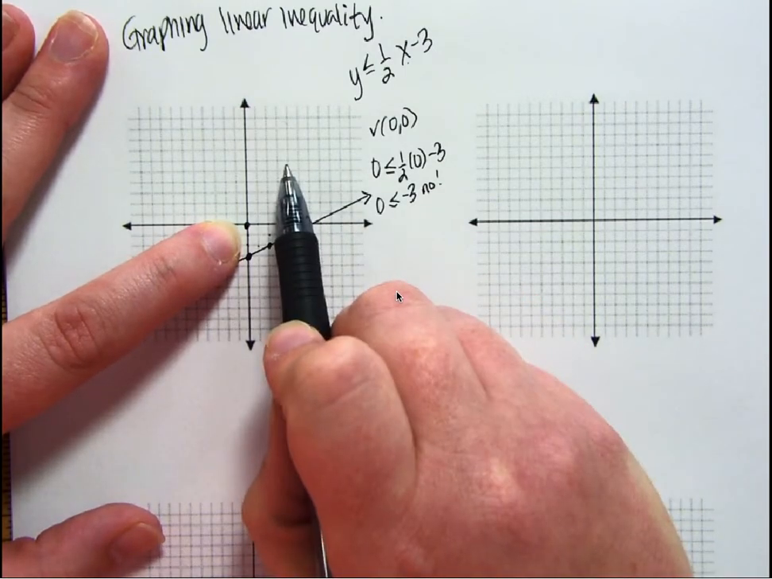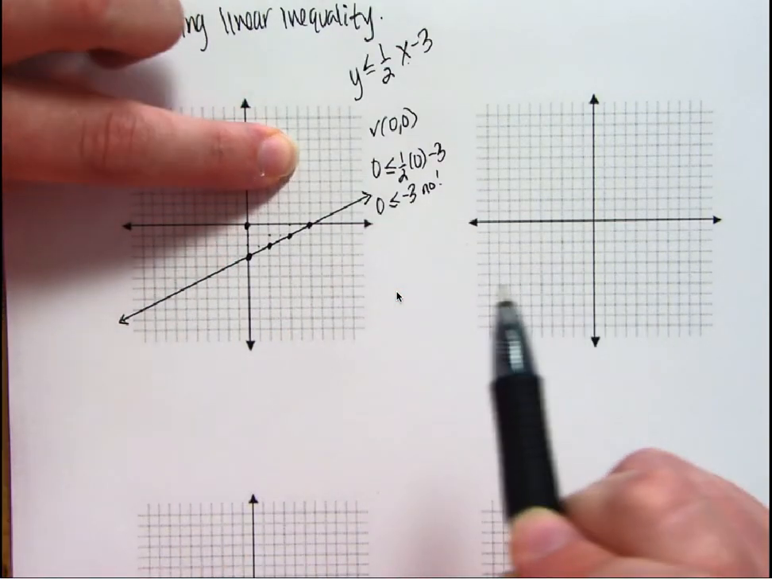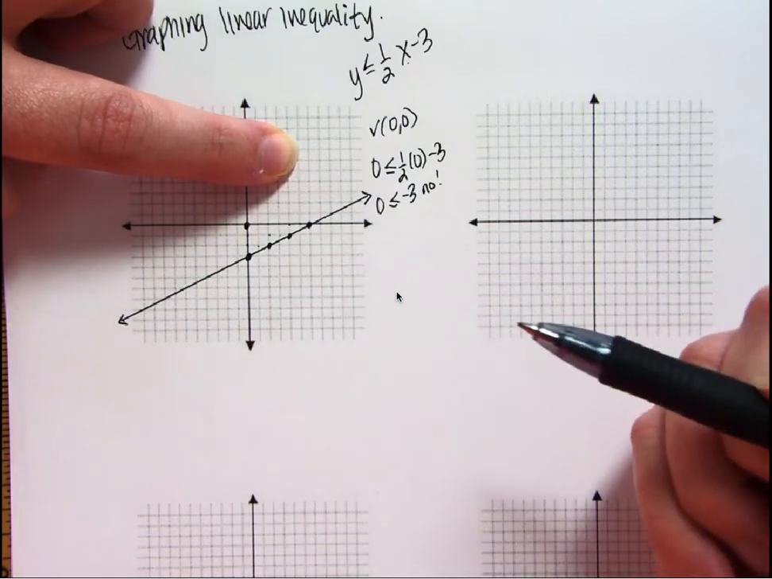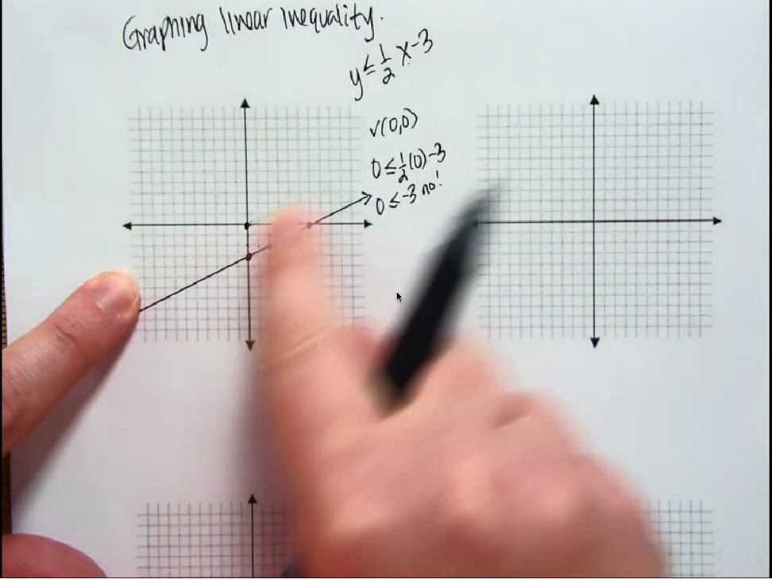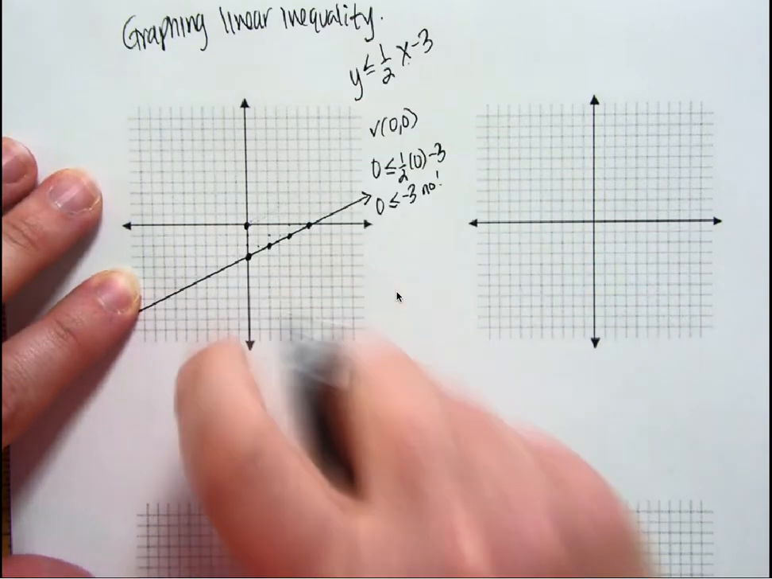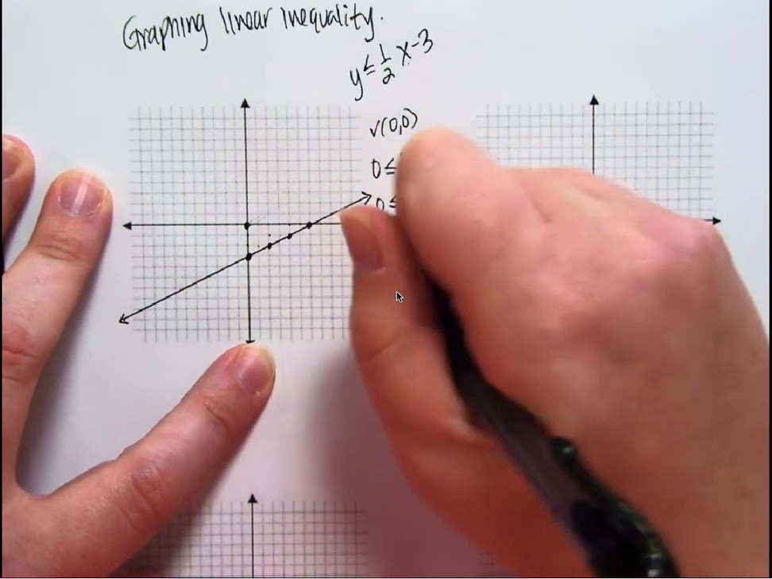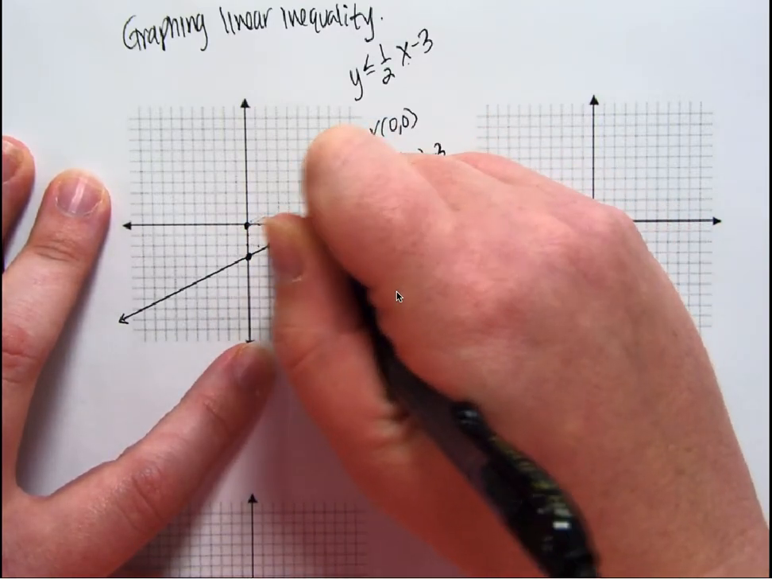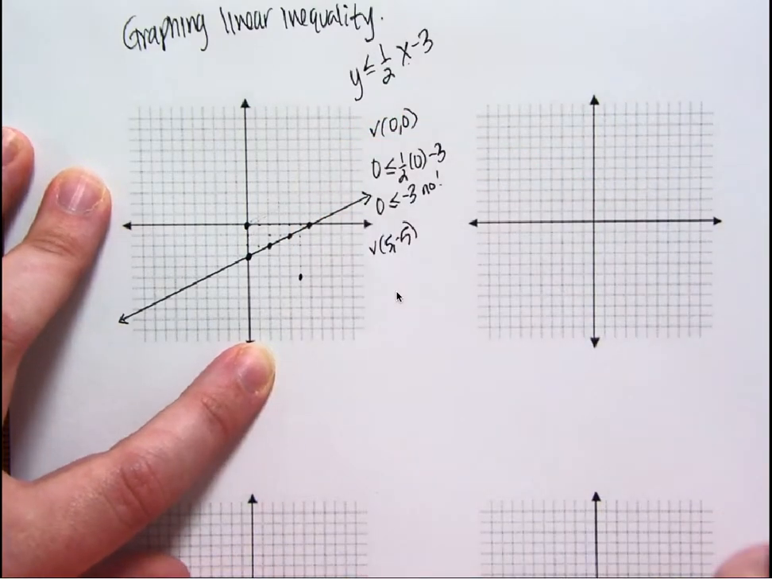I could test another point, maybe like (5, 5), so like a point up here. But I could tell already that that would not be a solution as well. And the reason why is if (0, 0) didn't work, then no points on this side of my line will also work. So let's try a point that is below our line. Maybe like, I don't know, (5, -5). This random point, (5, -5).